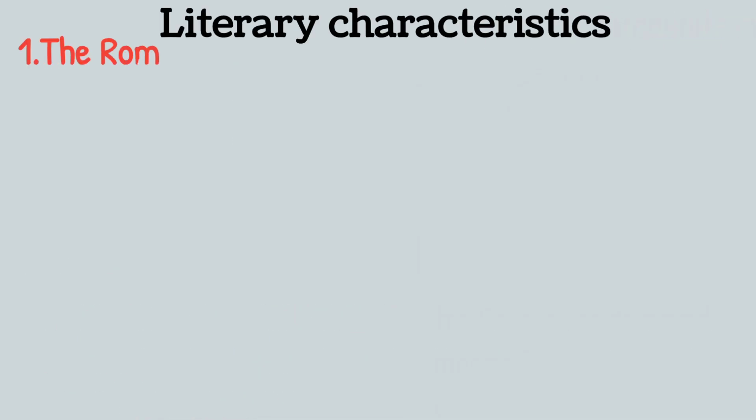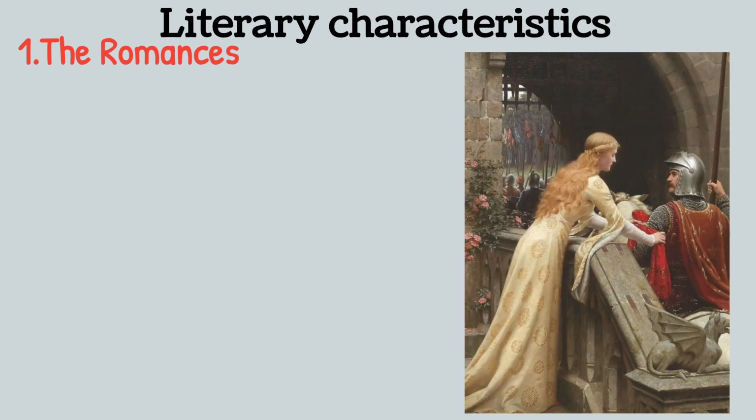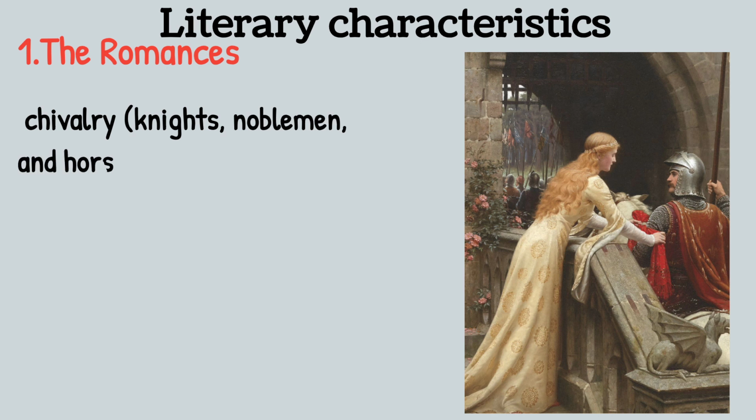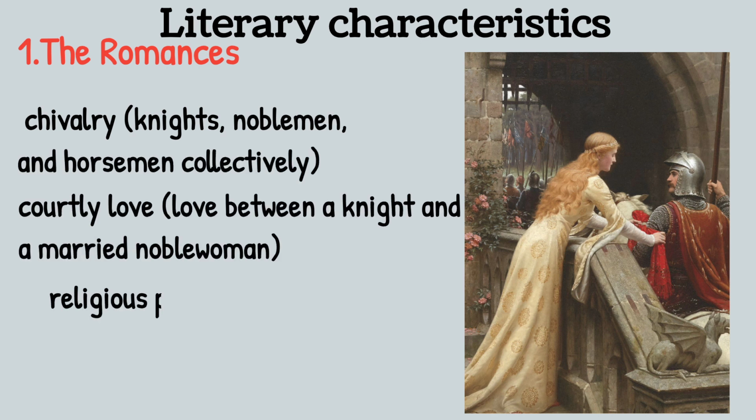Now let's discuss the literary characteristics of this age. First is the romances. The most important and popular form of literature during the Middle English period was the romances. These romances were mostly borrowed from Latin and French sources. Common elements of medieval romance include chivalry, courtly love, religious piety, adventure, magical elements and fantastical antagonists.